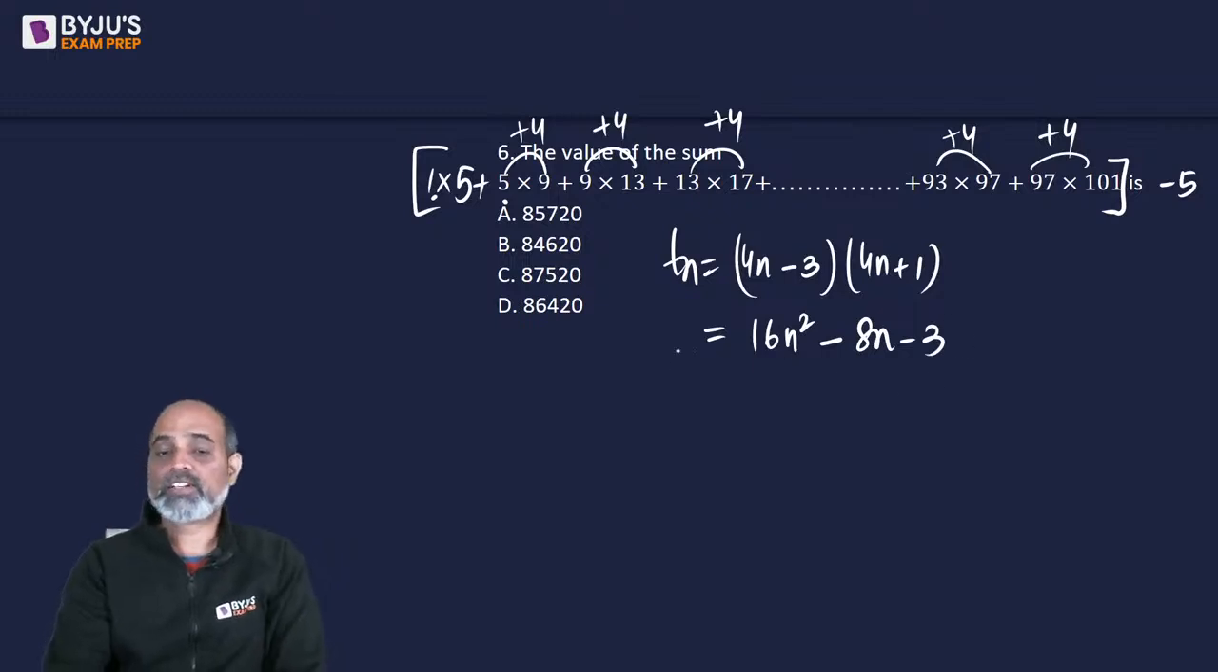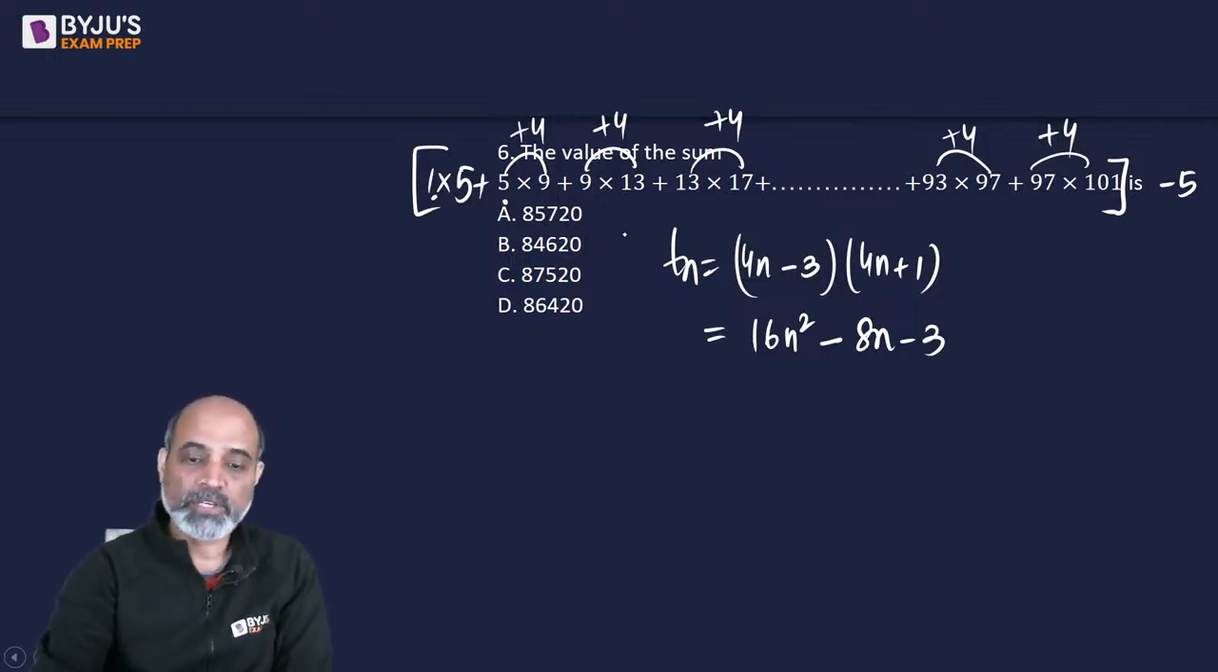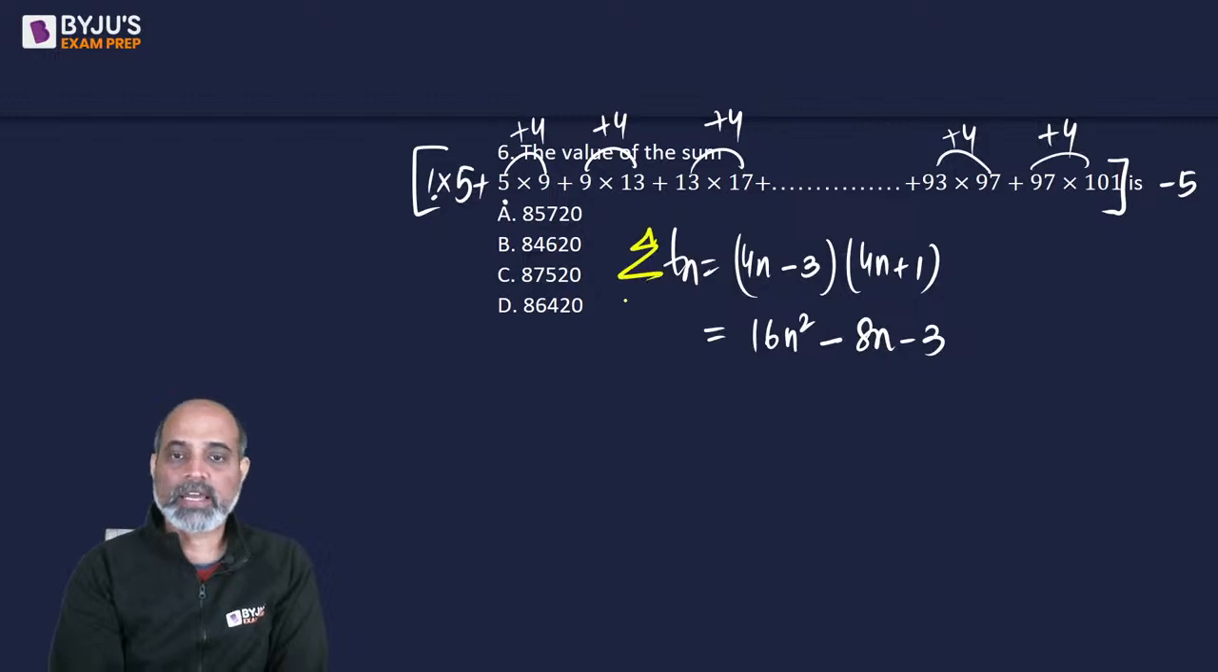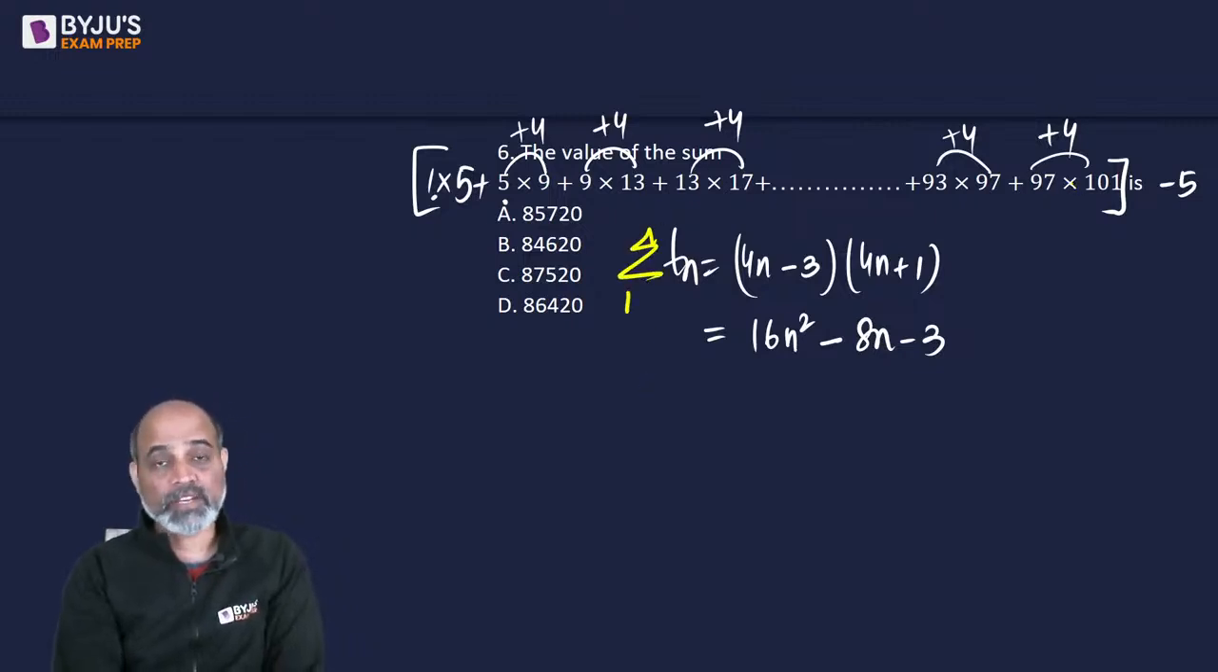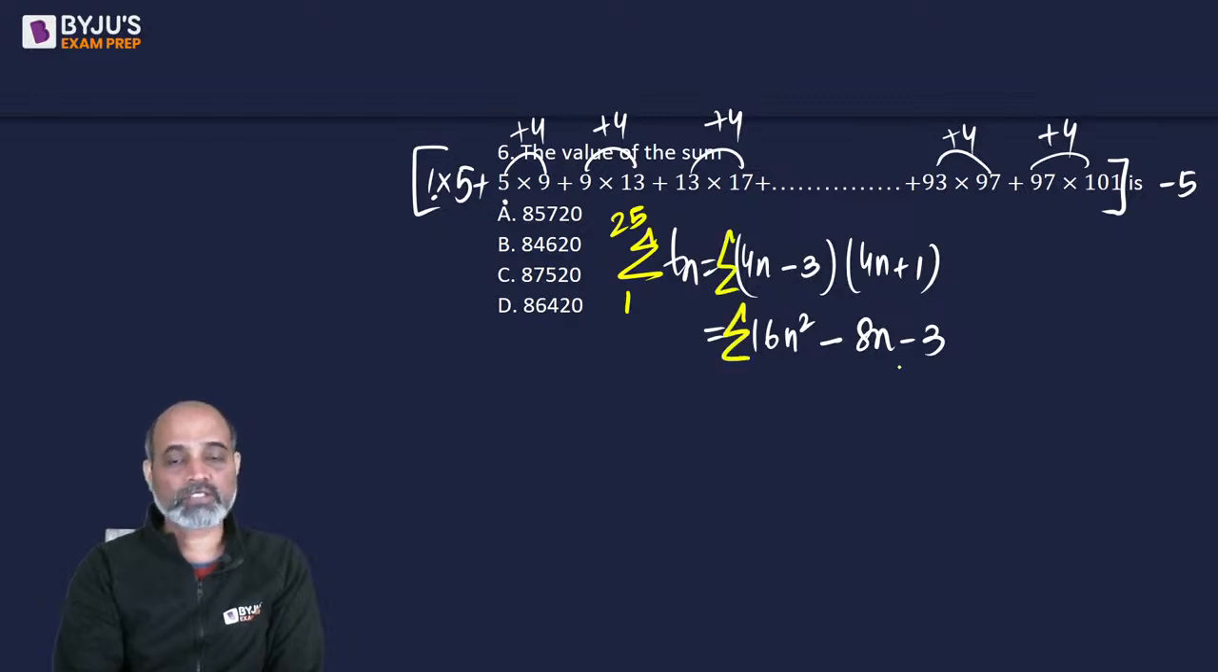Now this is the general term. So I need to take the summation of this, right? And the summation is going to be from 1 to 97, which we will get when n is 25, right? 25 into 4 is 100, 100 minus 3 is 97. So once से 25 तक का sum करना है, so we will have to take the summation of this.